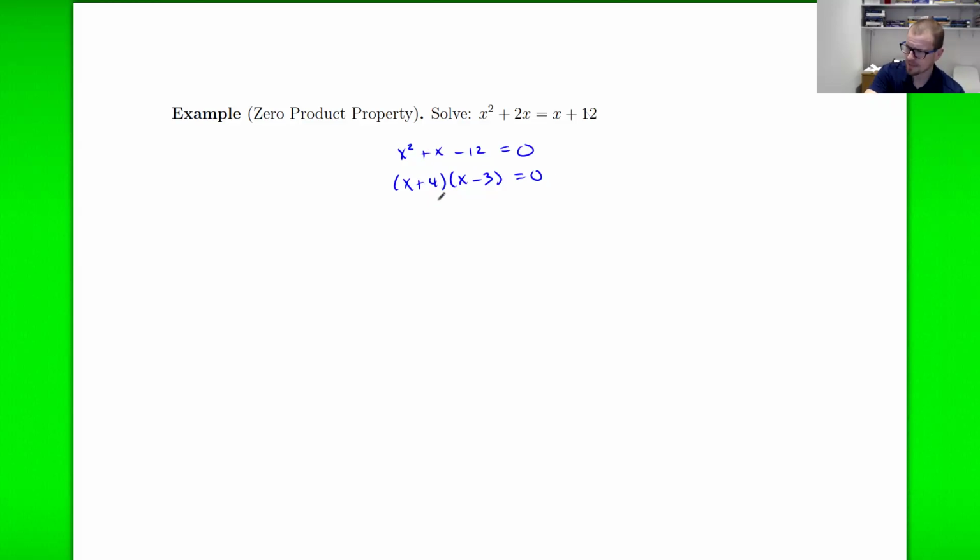Excellent. And at this point, I can use the zero product property to tell me that x plus 4 is equal to 0, or x minus 3 is equal to 0. Now, some of you might say, oh, I can immediately say x is equal to negative 4 without writing this line here, right? x plus 4 being a factor tells me that x equals negative 4 is a 0, or is a solution, rather. And you're not wrong.